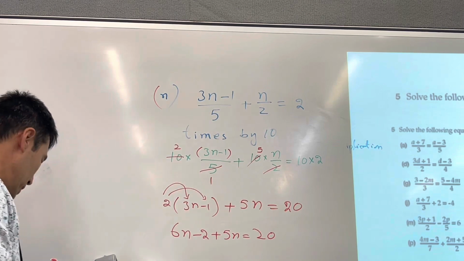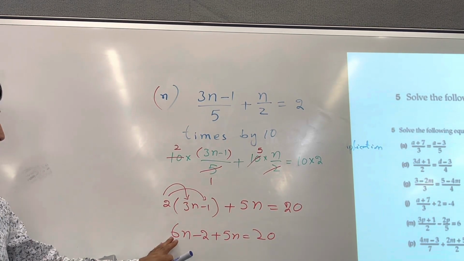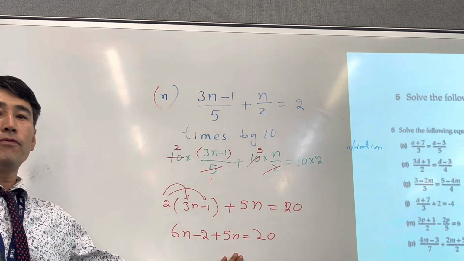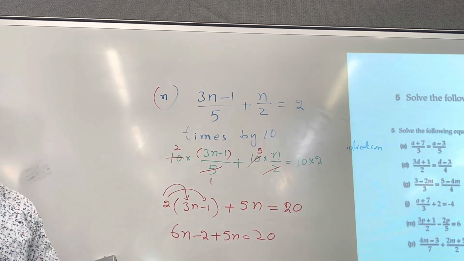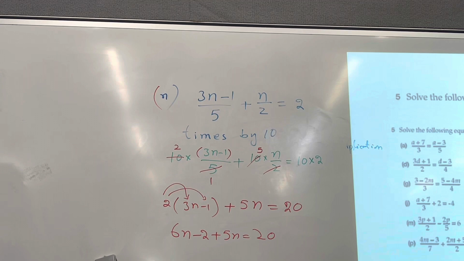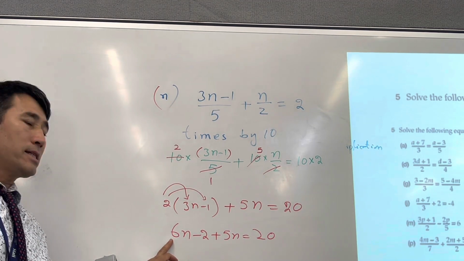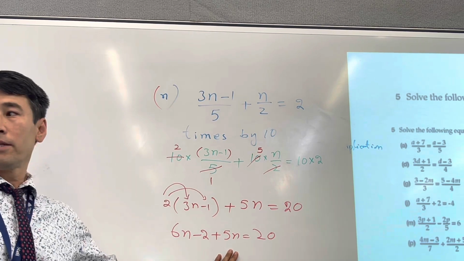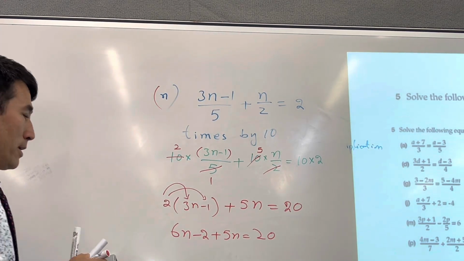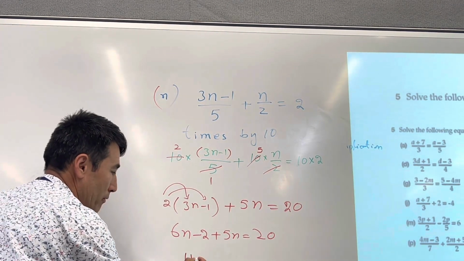Now one more thing you have to remember. n and n, right? 6n and 5n, they are on the same side, right? When you move them, you are not changing the sign of these two. 6n and 5n, 11. Thank you, Amina. 11n. We're going to write this 11n.